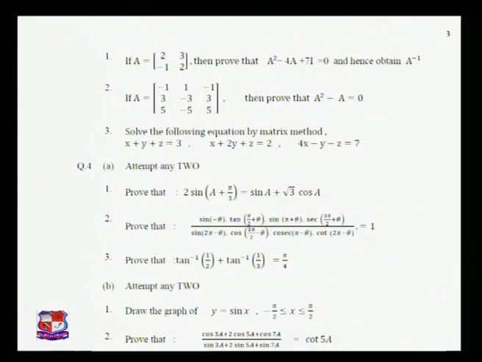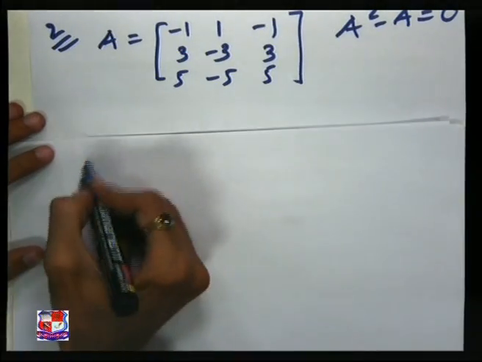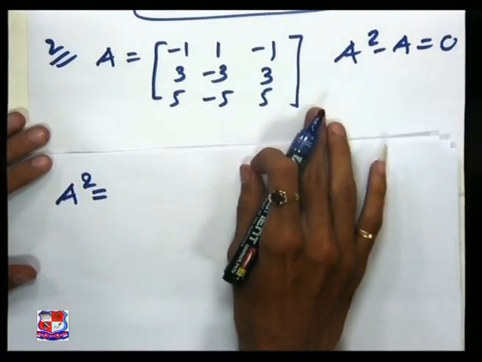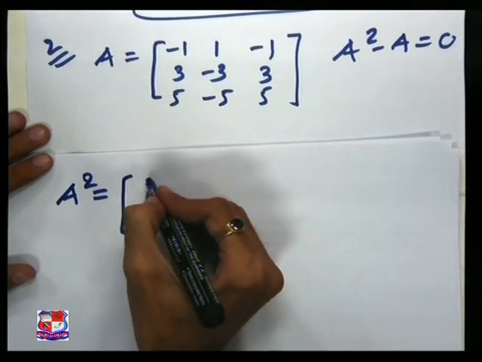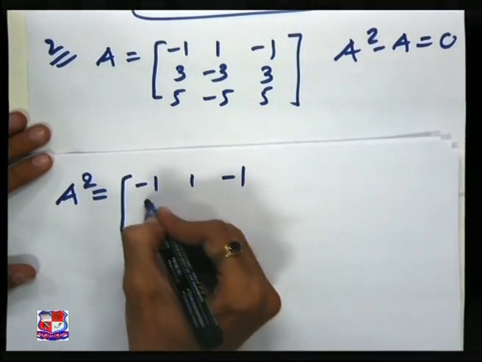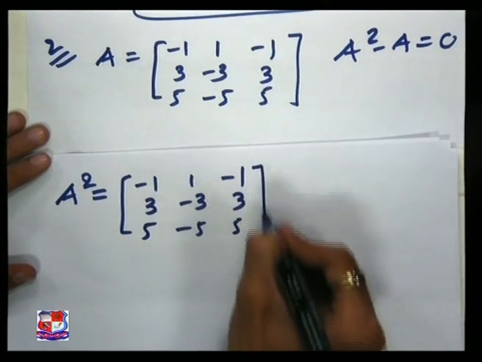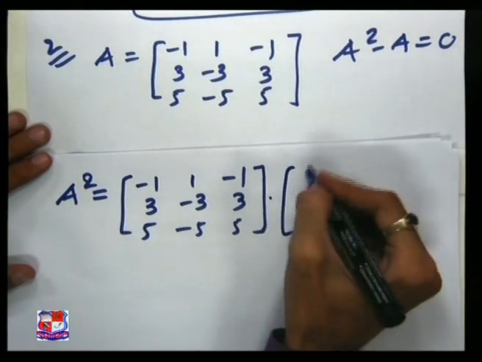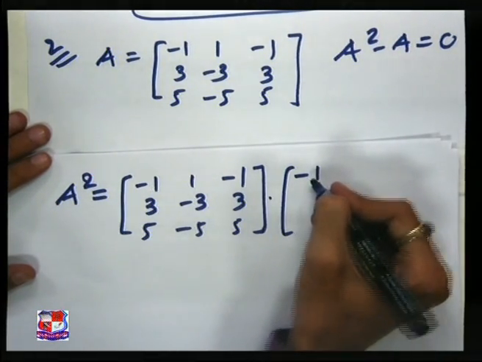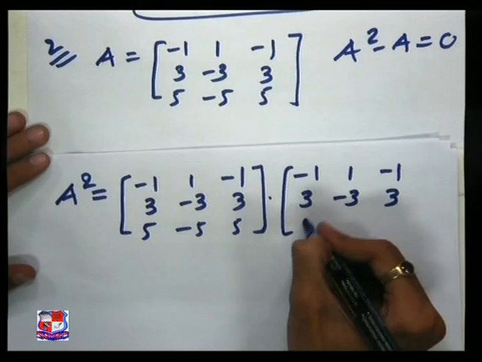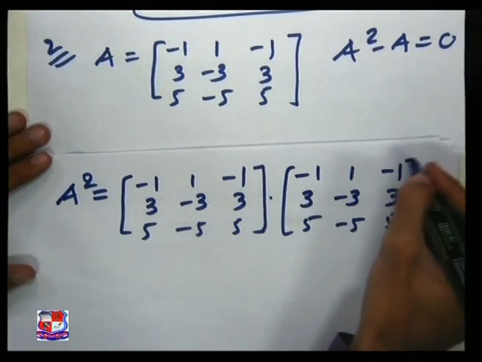So first of all let us find A square. So A square is equal to A into A, that will be minus 1 1 minus 1, 3 minus 3 3, 5 minus 5 5 into the same matrix minus 1 1 minus 1, 3 minus 3, 3, 5, minus 5, 5.